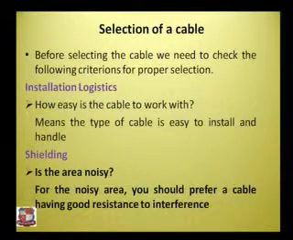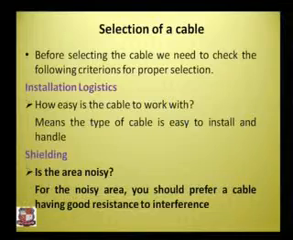How easy is the cable actually to work with? Is the cable flexible or not, is it easy to install or not, is it easy to handle or not? Those things you should think about first, right? So for all these types of cables, you should look at their advantages and disadvantages.